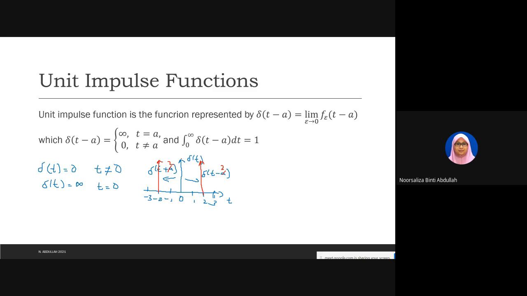And if you integrate the delta function, you will get 1.